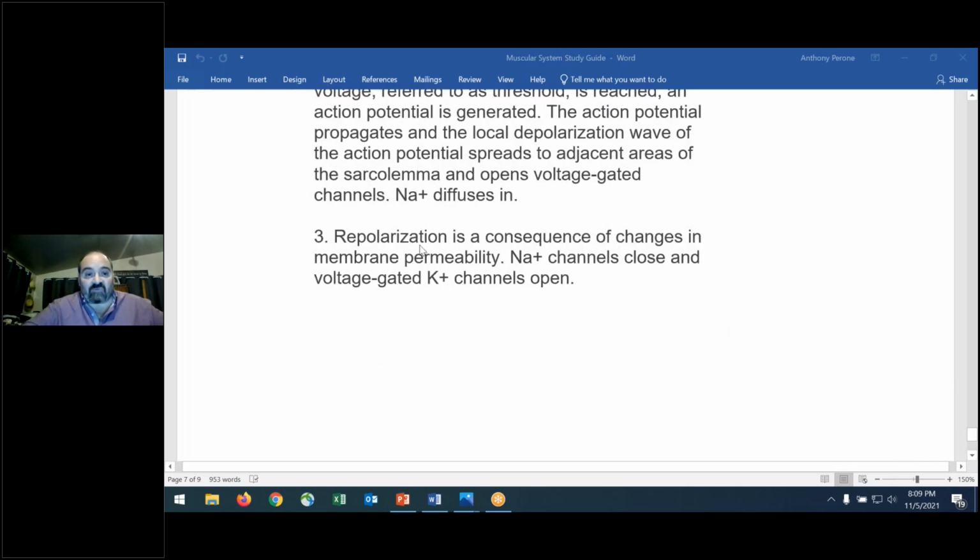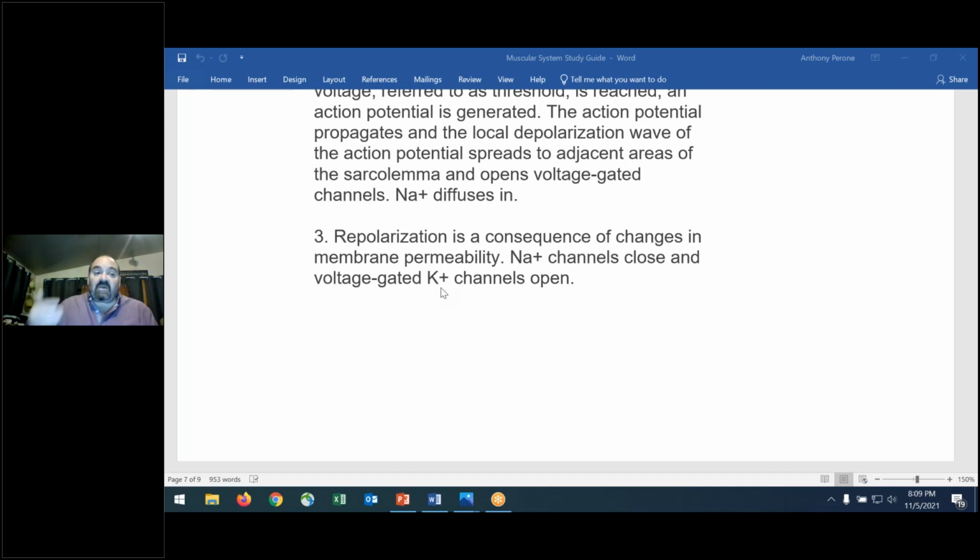And you'll see here that repolarization is a consequence of changes in the membrane permeability, so that now it's not so much the sodium ions moving, it's more of the potassium ions moving. Remember, sodium ions move first, then potassium ions. You're just going to have to watch the video. The video will really help, watching the animation and seeing the ions moving back and forth as a result of channels being opened or closed.